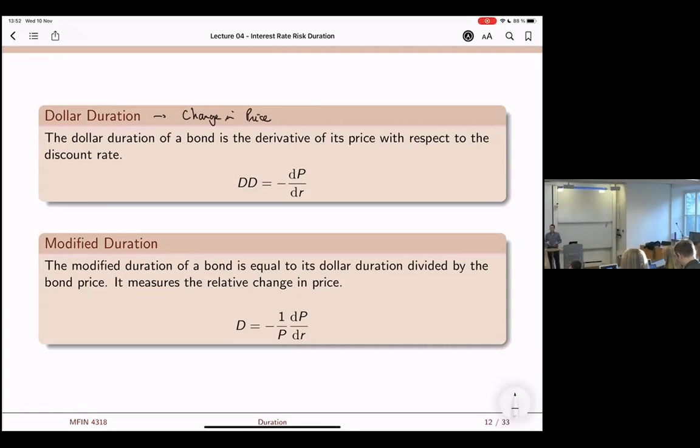But of course, this is not a relative price, right? So if your price changes by a lot, it might just mean that initially, you had a big position, right? So if your position moves by $2, it's not the same thing if your initial position was $100 or $100,000, right? So what you come up with is modified duration, right? So modified duration is the relative change in price. Okay. You take the dollar duration and you divide by the price. Again, remember that there's a minus here, right? So that duration is positive.